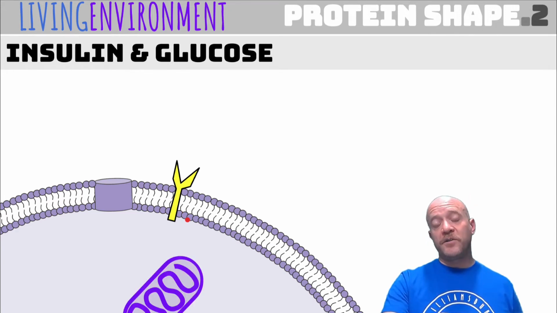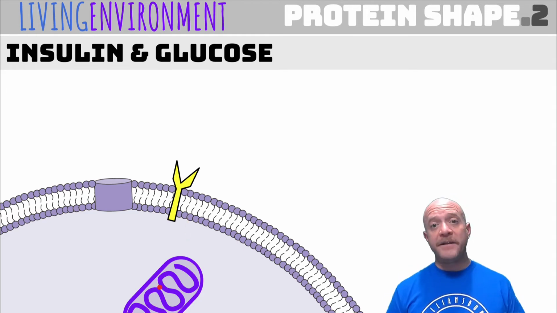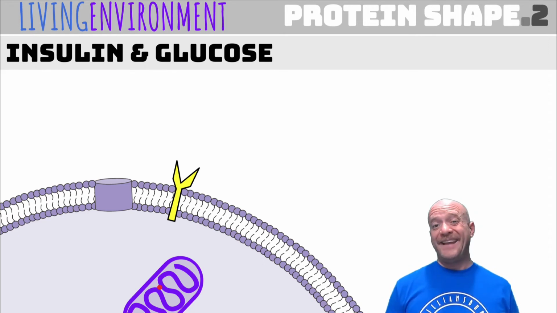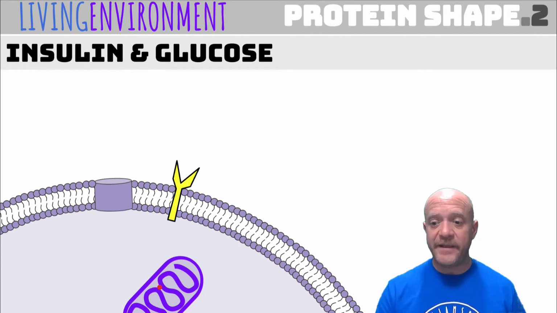So the reason we want glucose in the cell is because we want it to go into the mitochondria. Remember when we discussed cellular respiration, the glucose is required to get the energy to make ATP.